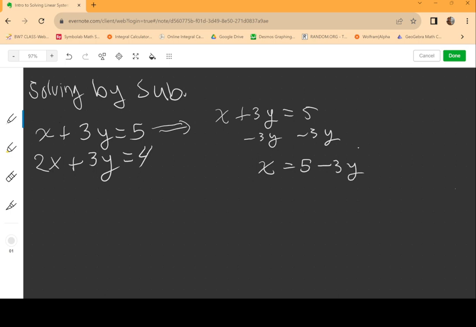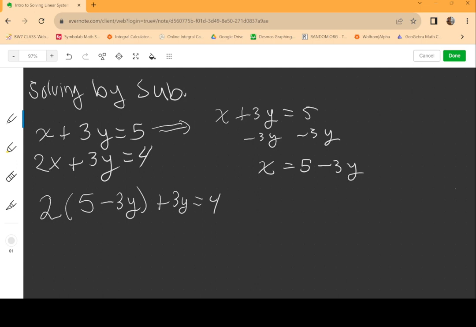5 minus 3y. Okay, so now I have an equation here that's solved for x. So here's where the substitution comes in. I'm going to take this part here and go into the second equation, the one that I haven't worked with yet. Whenever I see the x, I'm going to replace that x with this quantity, 5 minus 3y. Now, what this does is that we have one equation in one variable, that variable being y, which I can solve rather easily.